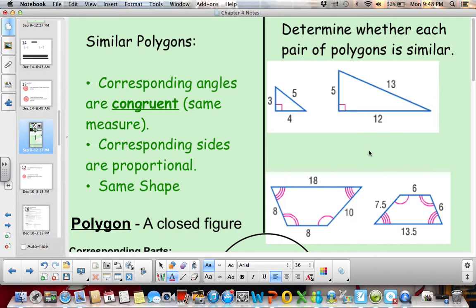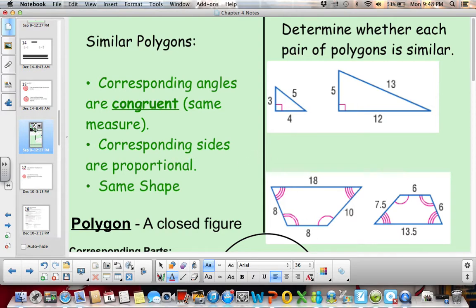So let's look over here at these two triangles. Okay, first of all, we know that the corresponding angles are congruent. We are told that these are right angles, okay? Therefore, these other angles would be the same. So we know that, and we know that they are the same shape. They're both a triangle, so they both look somewhat similar to us, okay? So then we have to figure out, are the corresponding sides proportional?